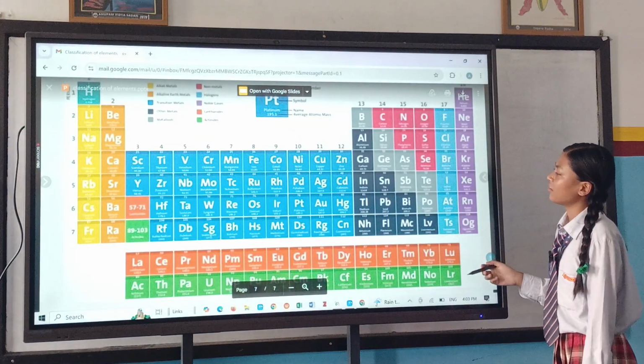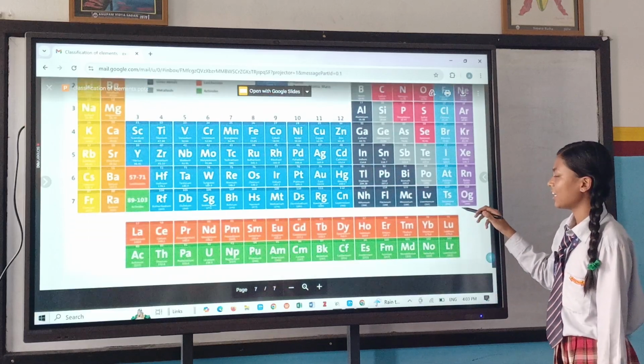This is the modern periodic table proposed by Henry Moseley.